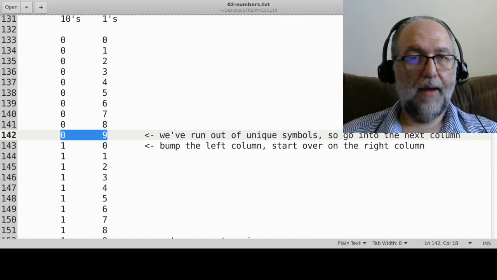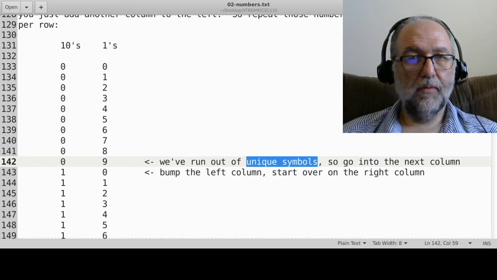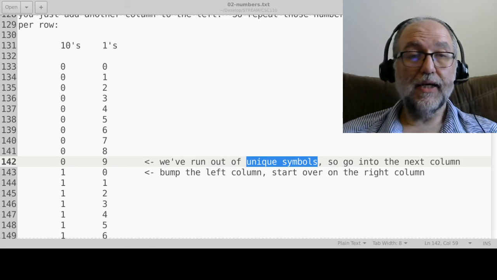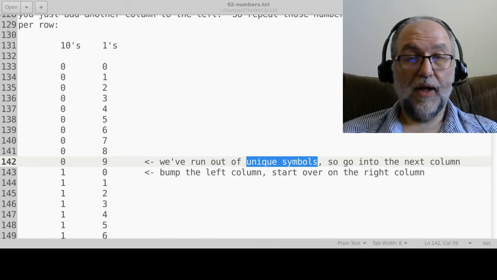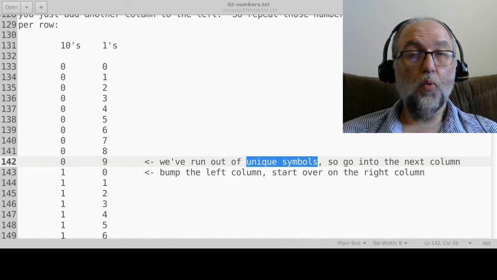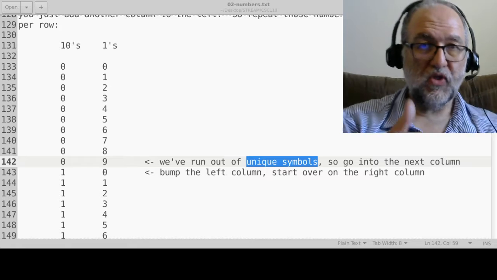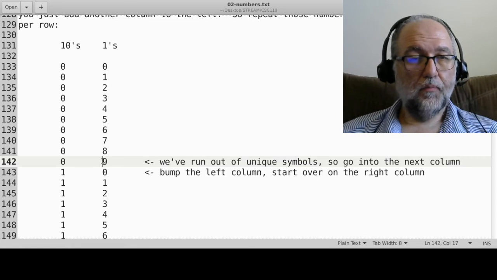And here's where the magic has to happen. We have run out of unique symbols. This point right here is important. We've run out of unique symbols for the ones column. So what do we have to do? That 9 goes back to a 0. So you see that 9 right here? It repeats. It goes back to the 0, and then the whole sequence from 0 to 9 repeats.